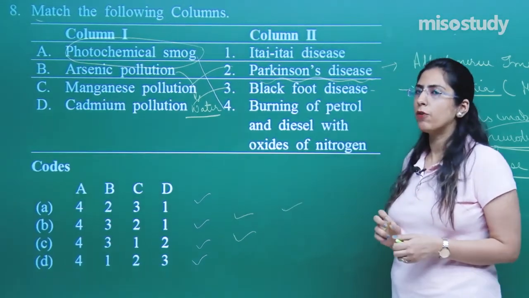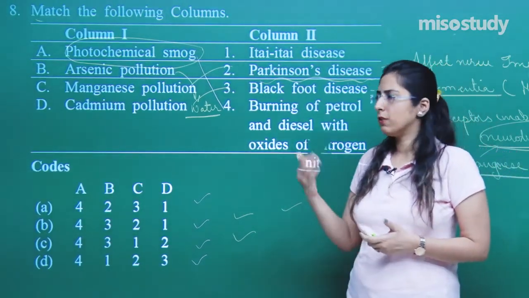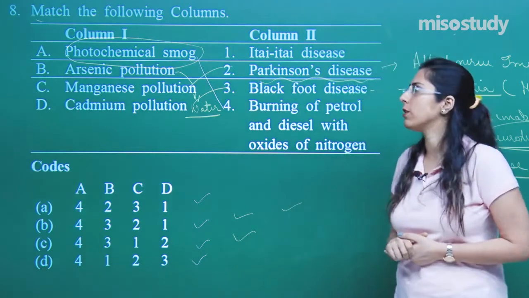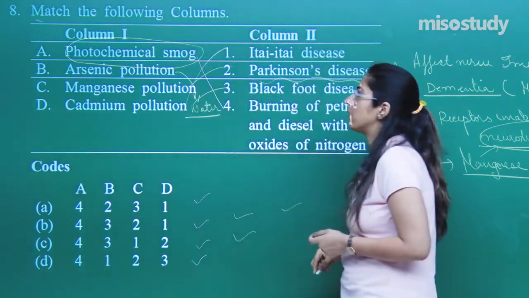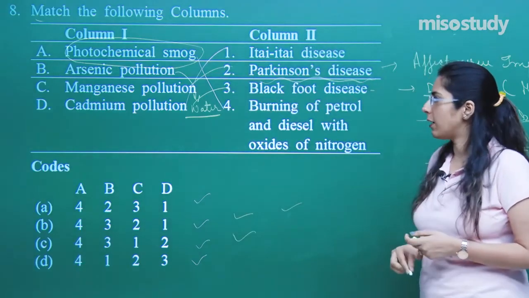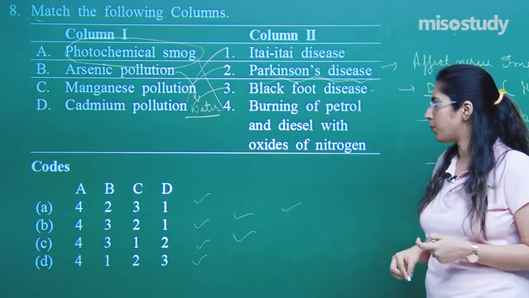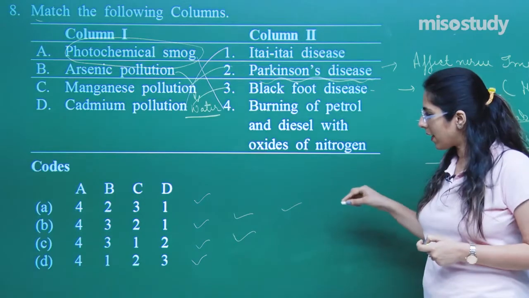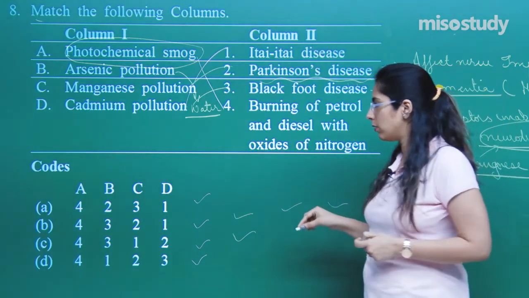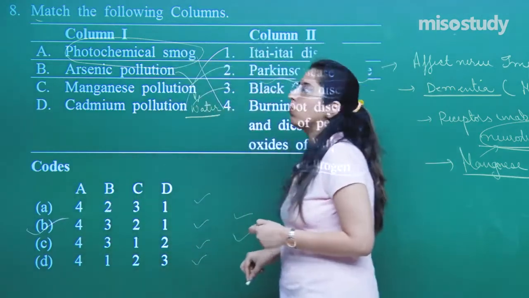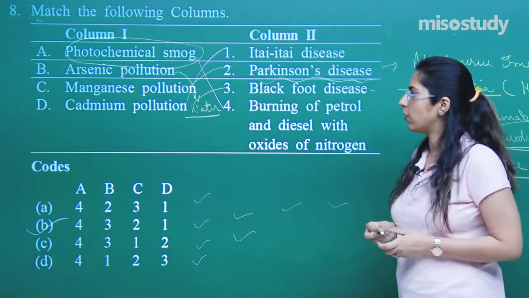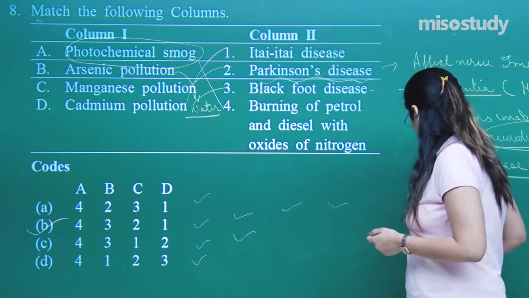Cadmium pollution, we have already discussed in a few previous questions, is associated with Itai-itai disease. That means for D, the correct option is the first one. So among matching all of these, the correct one is this option. So for question number 8, the correct option is option 2.